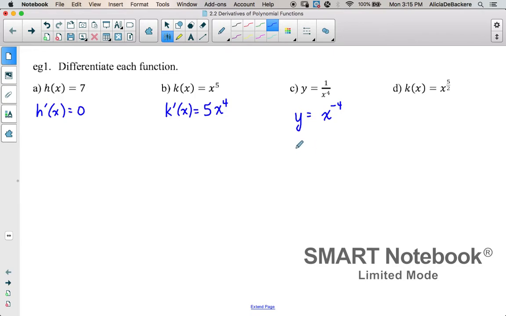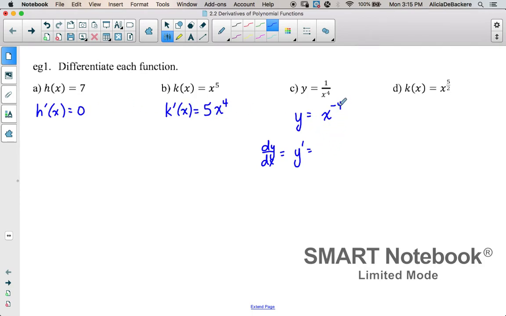So now when I take the derivative of this, I can use the notation dy dx, or I could use the notation y prime. Those are my two choices here. I don't have a function notation to use. Over here I can't use y prime because I'm given the function notation, so I will use that.